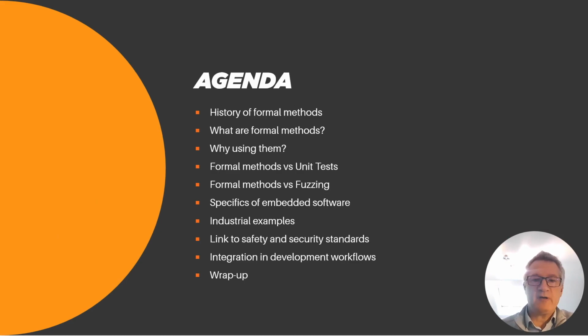So in terms of agenda, we'll cover the following. First, we'll speak briefly about the story of formal methods and describe a little bit what it is. And then we'll speak about why use them. And then we'll compare that with a couple of other techniques like unit test and fuzzing, because sometimes it's not really clear to understand how formal methods differentiate from that and bring additional value. Then we'll speak specifically of embedded software and why formal methods are particularly useful in that space. I'll give a couple of industrial examples.